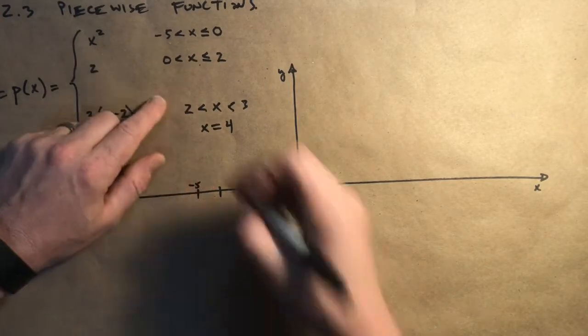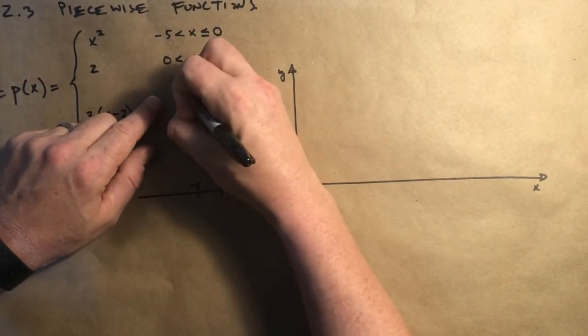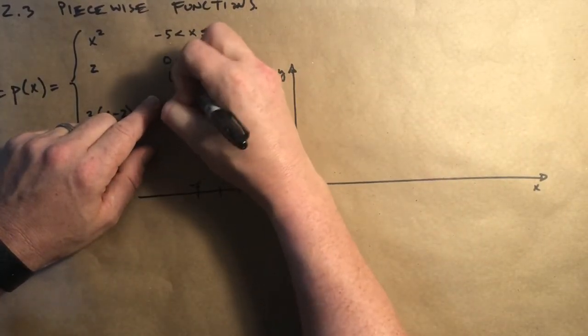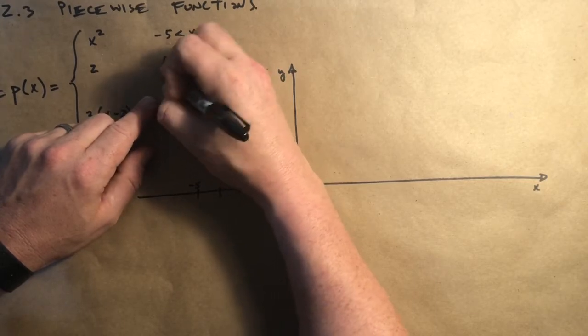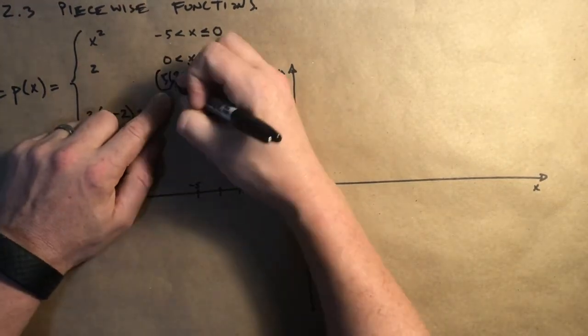Oh my goodness, look at this. I'm going to have to draw over my function. Well, so be it. So 25, so 5 comma 25. And we have that point right there.